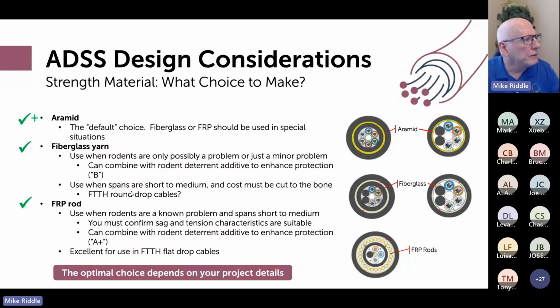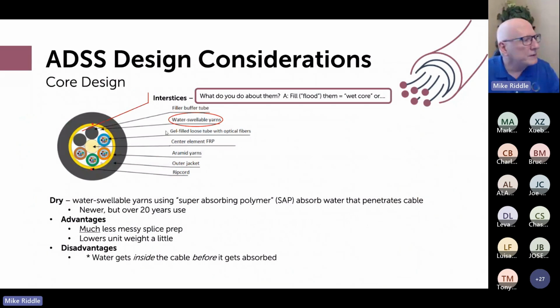So when we've taken the tubes and talked about how you strand them around a center element, you end up with these gaps. And so what do you do with these gaps? Well, we don't want to just ignore them because we're engineers. We don't like to ignore things. So we end up with a choice of either we fill them, which is called flooding them, or a wet core, or we'll see in a minute, we can do something different.